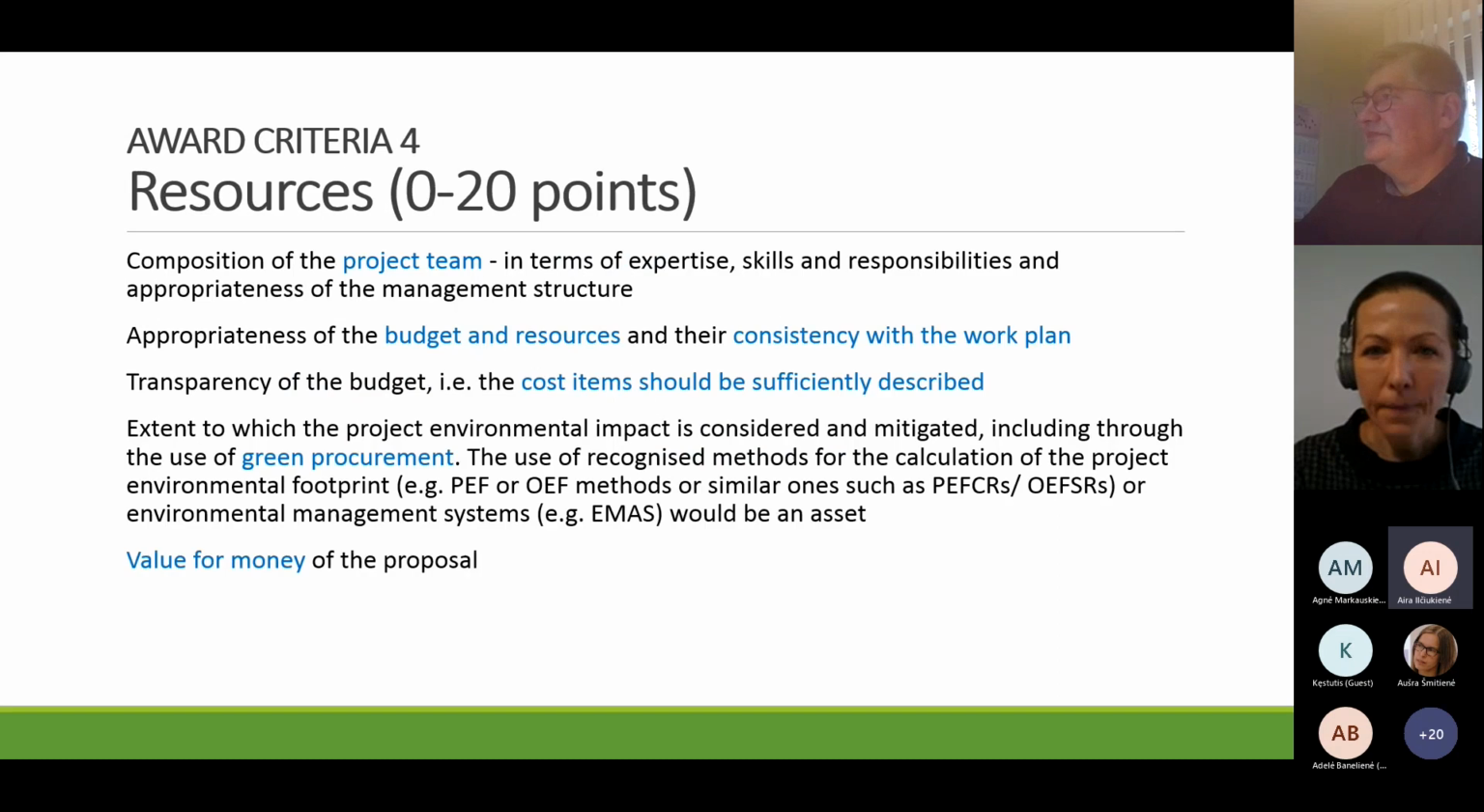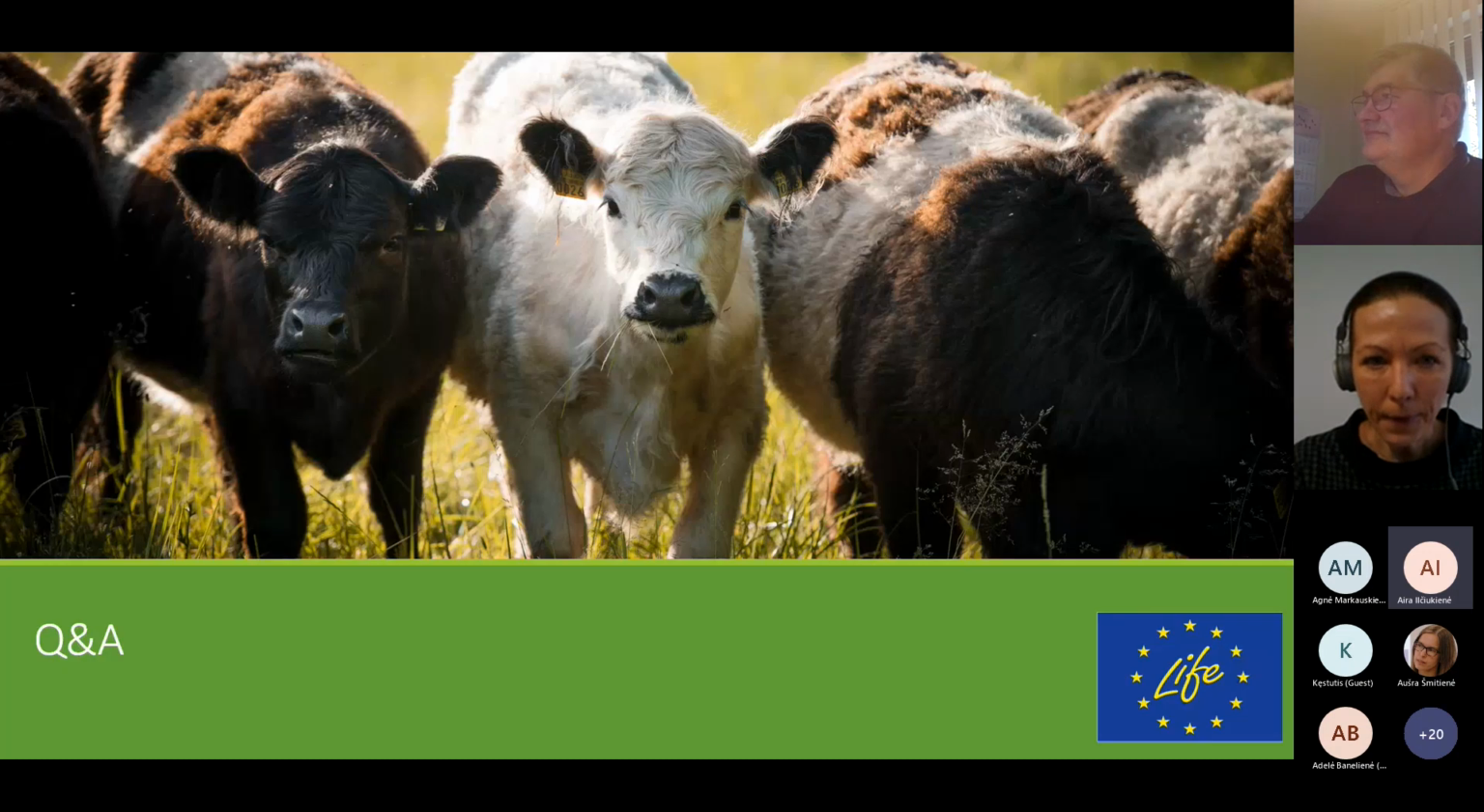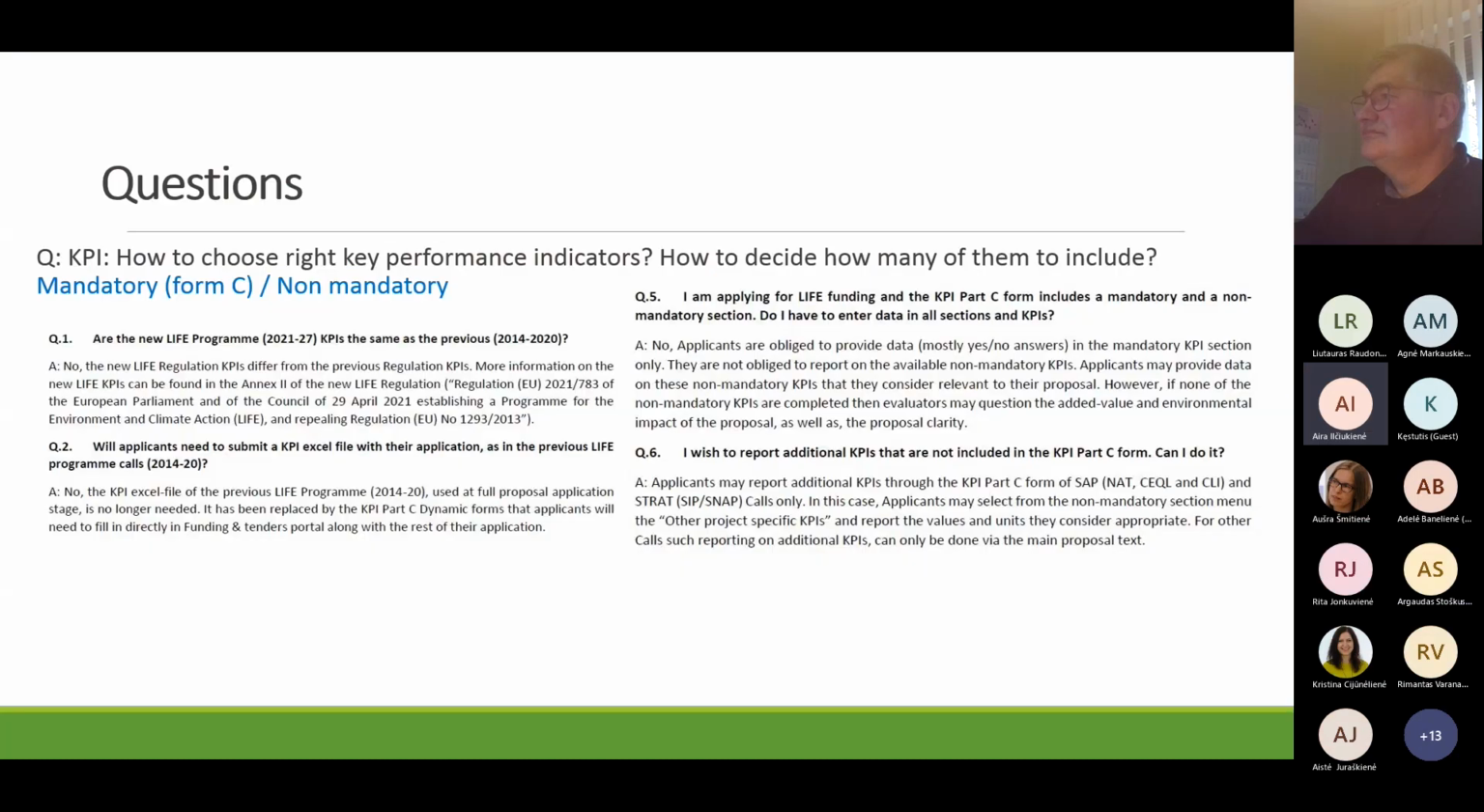Okay, thank you. So we had our questions: how to choose the right key performance indicators and how to decide how many of them to include. There was one question that I found very interesting. We already discussed the mandatory and non-mandatory indicators, and there are a lot of answers about KPIs in the frequently asked questions file by the LIFE program.